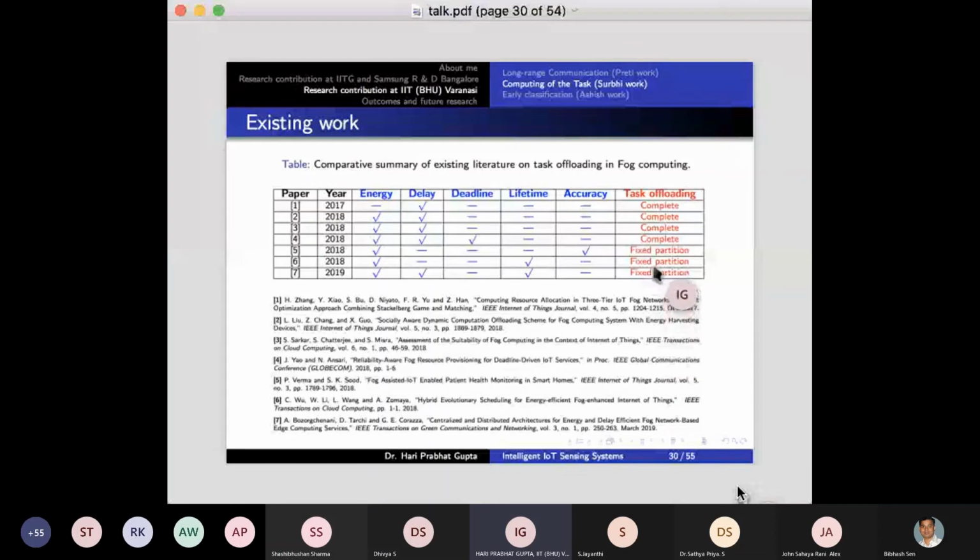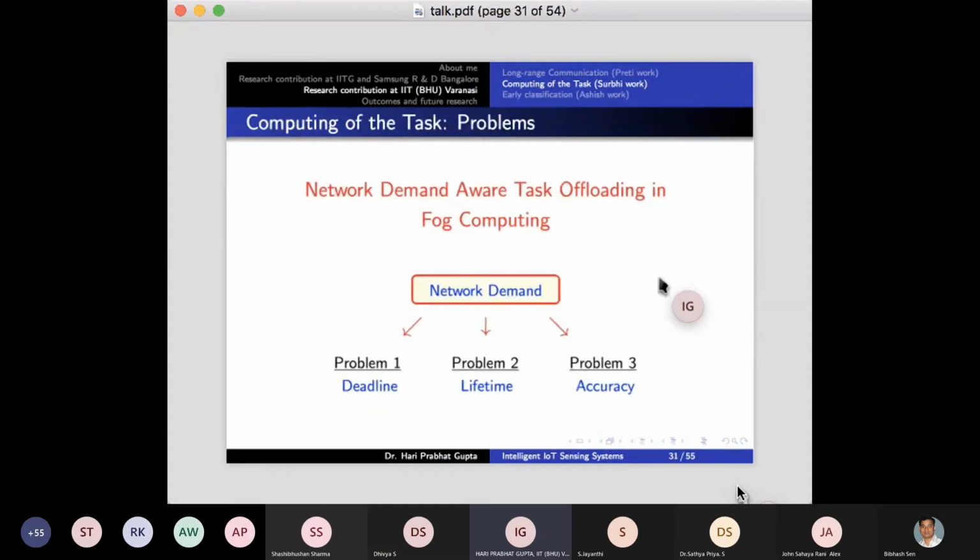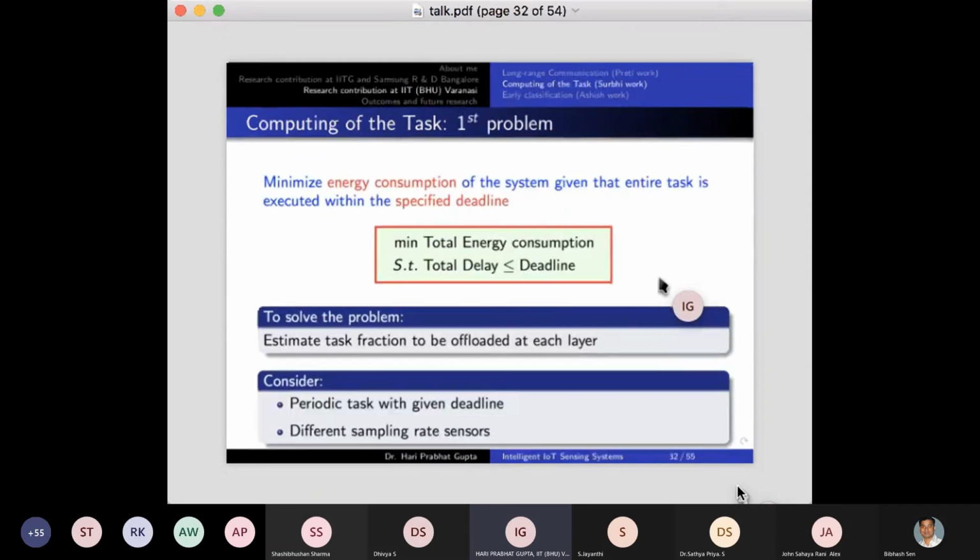The 2018 and 19 papers consider the partition of the problem into sub-problems, but they also assume a fixed partition. They prefix it, meaning 50% I can solve at the fog, at the cloud. They do not dynamically calculate the partitioning of the problem. So in this PhD work, we consider the deadline with lifetime, and lifetime and accuracy. So there are three problems that we consider, and this is the optimization problem that we solve.